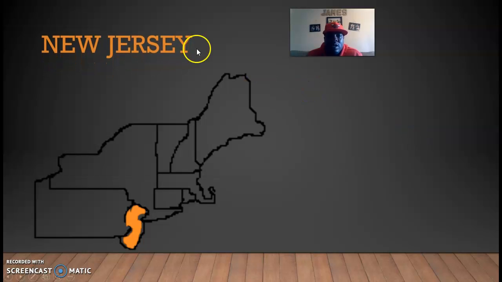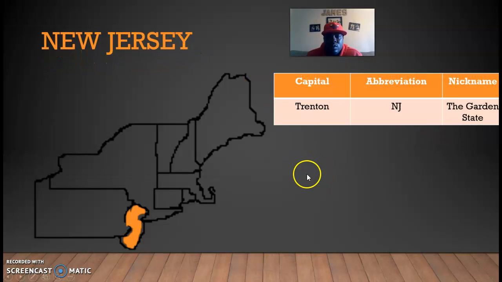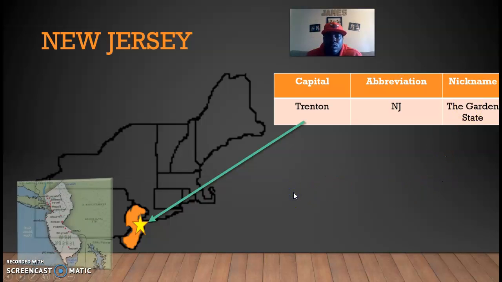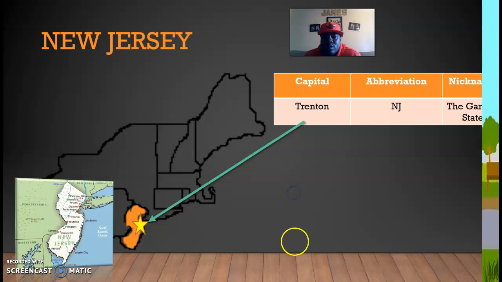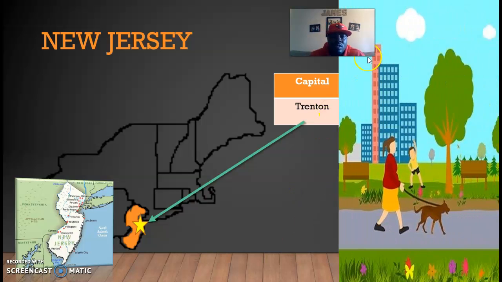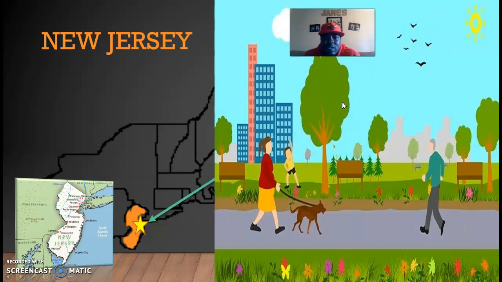And last but not least, we have New Jersey. Trenton is the capital of New Jersey. NJ is the abbreviation, and it is the Garden State. Now, you say, Mr. James, why is it the Garden State? Well, it's known as the Garden State because back in the days, it was a middle colony, and there was lots of things grown there, and people would go and get their items and trade for their items. And people used to say, it's like going to the garden when you visit New Jersey. So it is the Garden State.